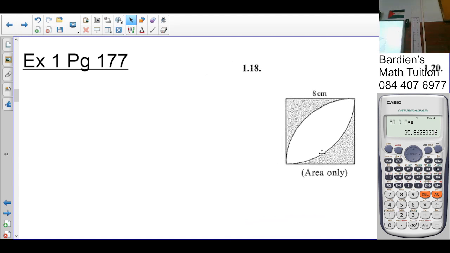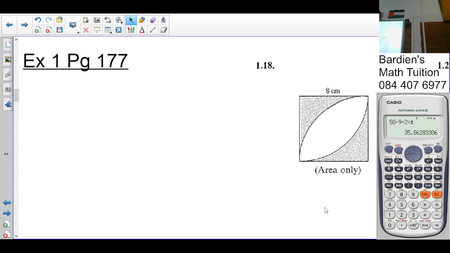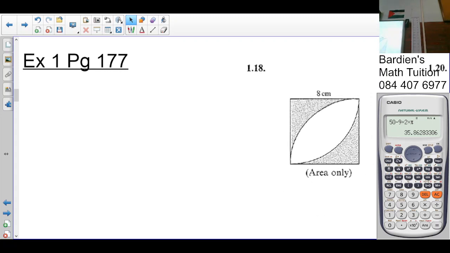So what do we see here in 1.8? The square is the eye. Oval. The rugby ball. Okay, so how do you think you're going to calculate the area of the shaded region?